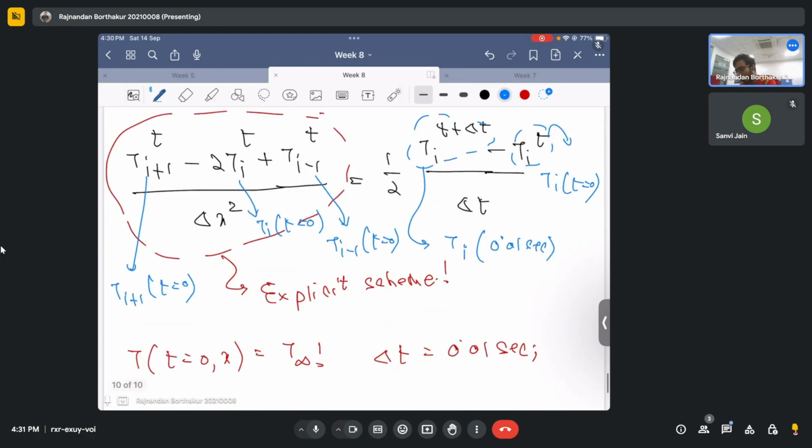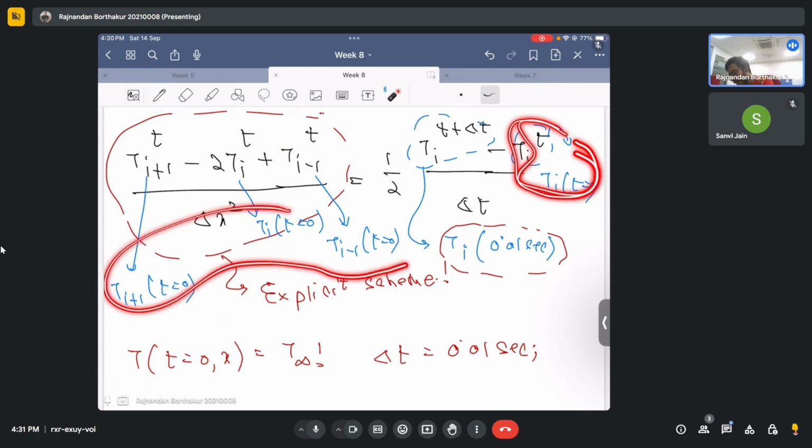Okay, and what is the unknown? This is the unknown that we need to evaluate. What will be the temperature of the ith node at t equal to 0.01 seconds? Because we have chosen delta t to be equal to 0.01. Now, since we know all these things, so all these things are known, right?